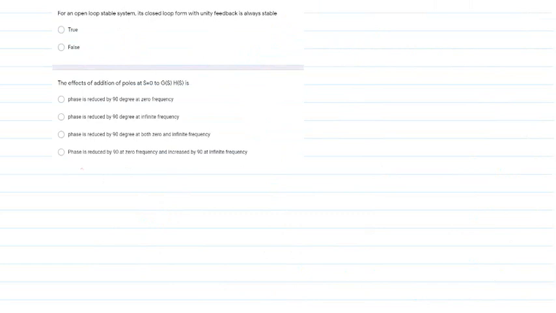Next. This is one of the important questions, right? Most interviews people will ask these questions. People say an open loop system is stable, then the closed loop system is always stable. Need not be, right? An open loop stable system may in closed loop become unstable, right? It's not always. This is important.